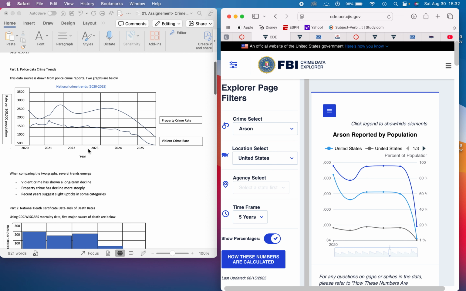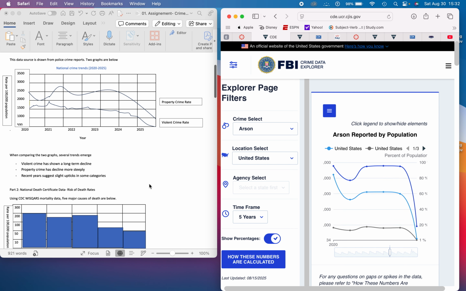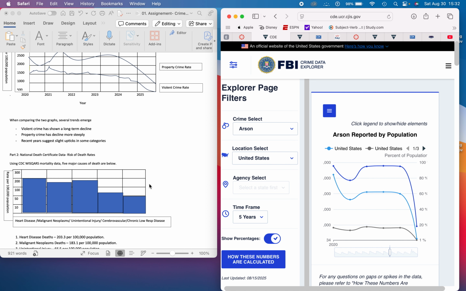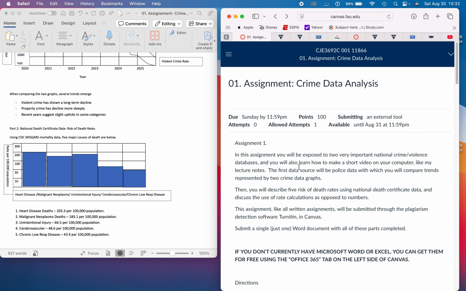For the graphs, the first one I could say, violent crime has shown a long-term decline, and property crimes have declined more steeply, as you can see in the graphs right here, and also on this website. The other graph is going to be about the national death certificate and risk of death rate. We're going to talk about the top 5 causes of death rate using the national death certificate data.